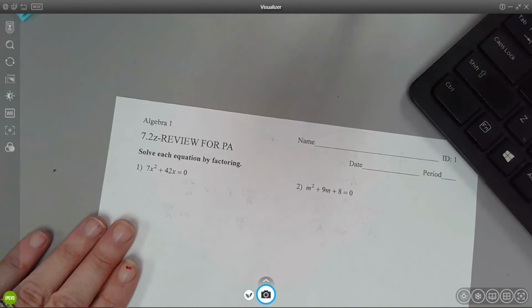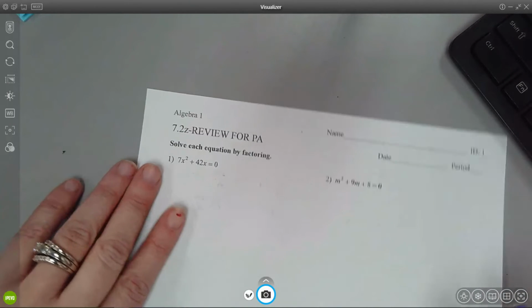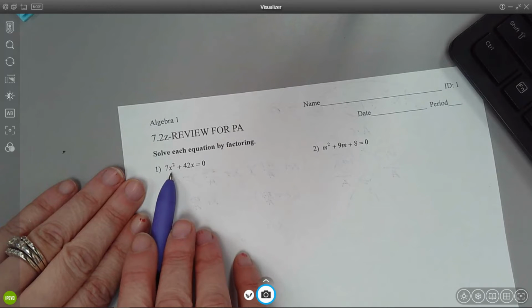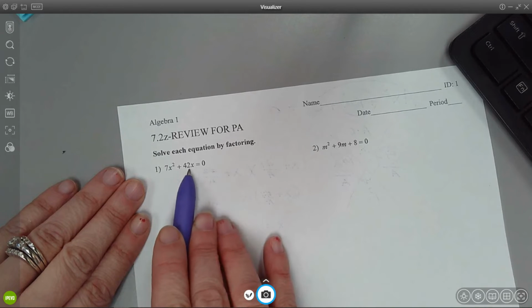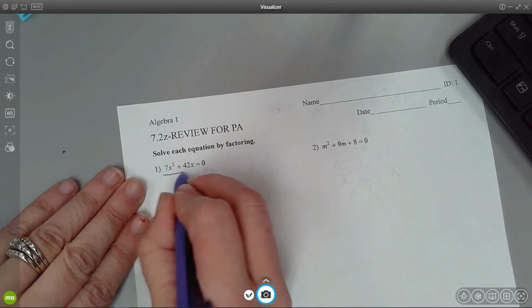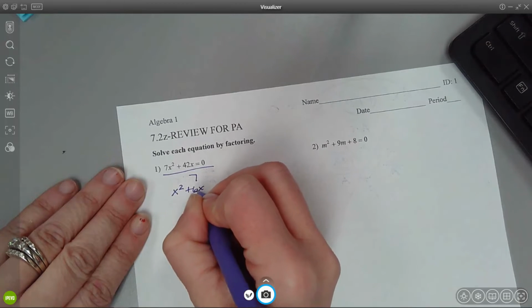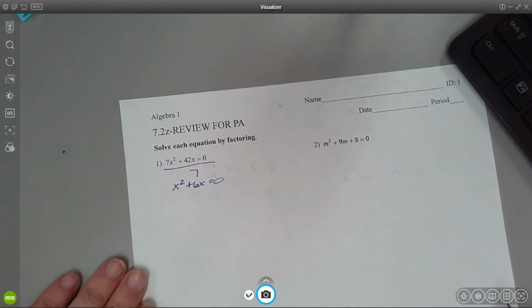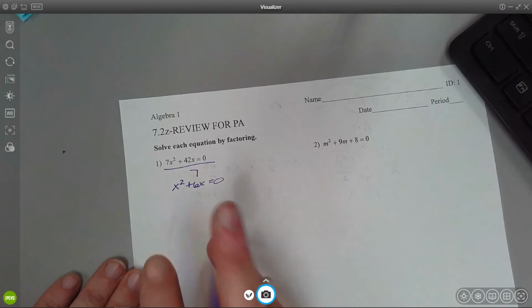Let's take a look at the front side here. First thing I notice on this first problem, always check to make sure that there is a common factor. I can look at my little yellow factor chart and see that 1 and 7 make 7, but I also see that 7 can make a 42. So we're going to divide everything by 7, and I'm left with x squared plus 6x equals 0.